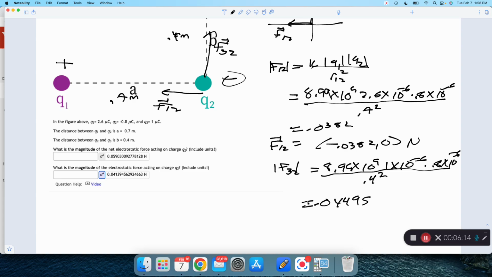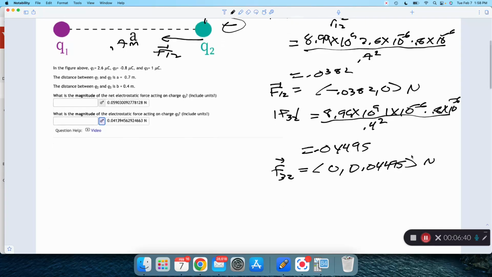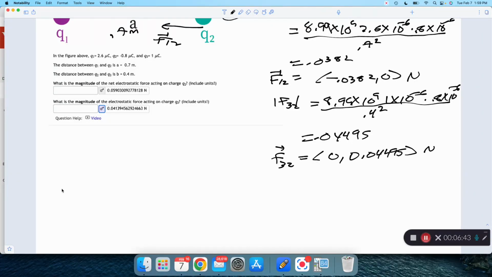Now, I have to look at the picture and figure out my direction here. So as a vector, that vector there points straight up. No x component at all, and the y component's going to be positive. So that's 0, comma, 0.04495. And that again is measured in newtons. So then on Q2, F net, we just add those vectors as vectors.